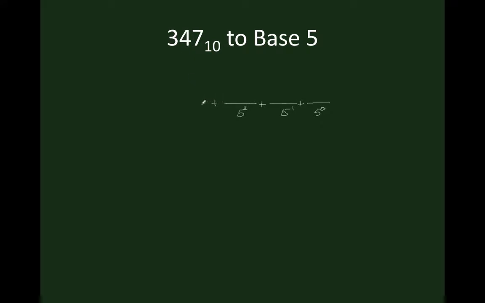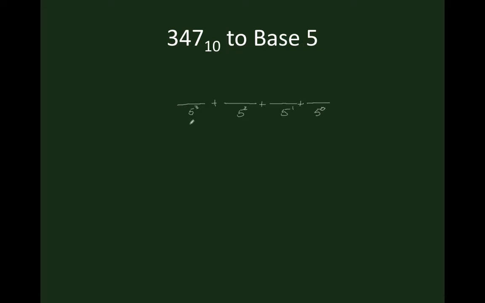There's a reason for this. So let's see. 5 to the 0 is 1. 5 to the first is 5. 5 squared is 25. 5 to the third is 125. Now 5 to the fourth is 5 times 125. That's 500 plus 125. That's 625. That's too big. 625 is bigger than 347, so that won't work.